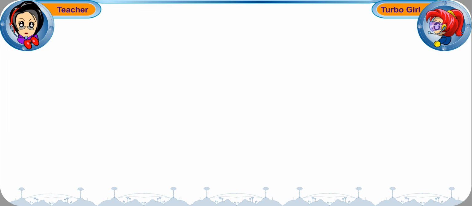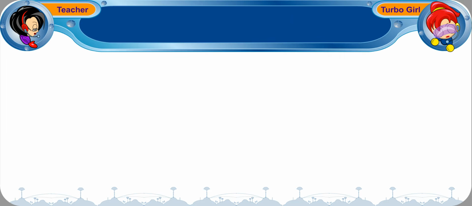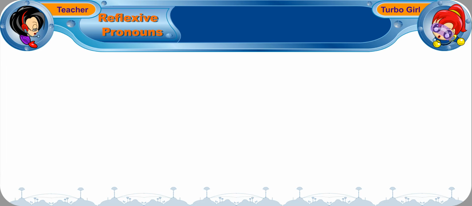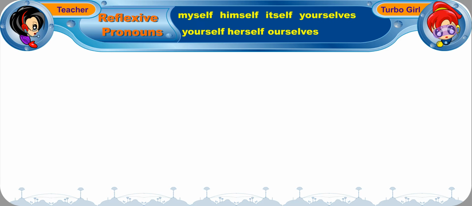Turbo Girl, can you understand all that I've taught you today? Sure, teacher. This is easy. Let me repeat it for you. We learned about reflexive pronouns. They are myself, yourself, himself, herself, itself, ourselves, yourselves, and themselves.